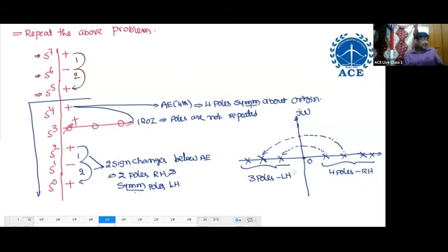Next, we have to start conditional stable systems. That we will solve in the next class. Conditional stable system, relative stability, all that we'll discuss in the next class. If you have any doubt, you can ask me.